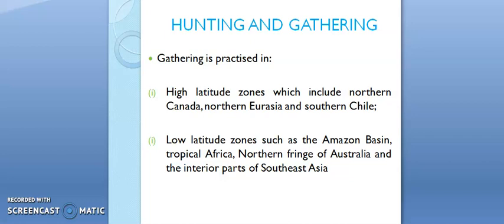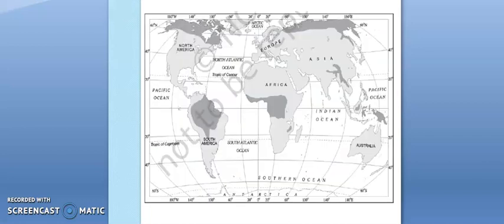Low latitude zones are the Amazon basin, tropical Africa, the northern part of Australia, as well as some part of Southeast Asia, or the interior part of Southeast Asia. These are basically the regions where you can see hunting and gathering present. Now, you need to practice these maps, because map pointing will come in the exam. Suppose they put a dash over here and ask what kind of practice is going on, or they can ask you, by a dash, to name the region where hunting and gathering is practiced. These maps are available in your NCERT books also, and you need to do this map.